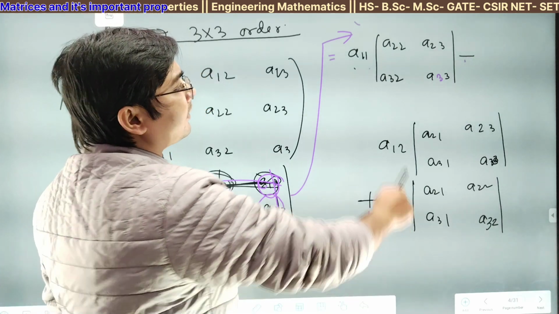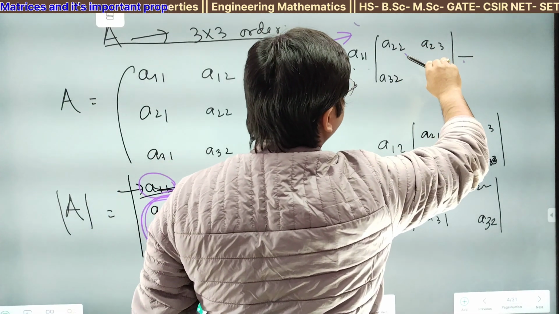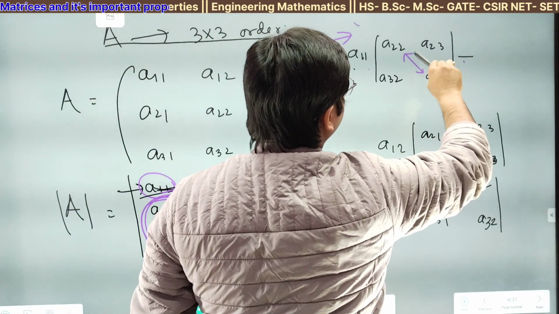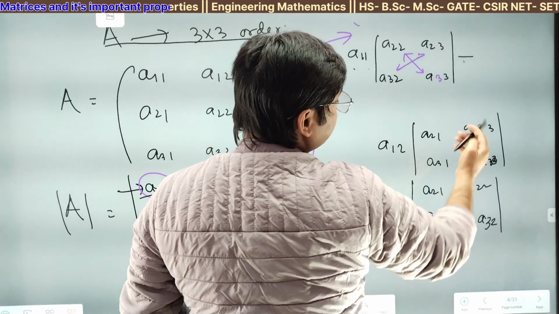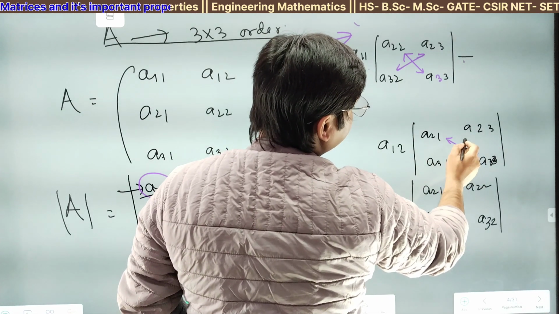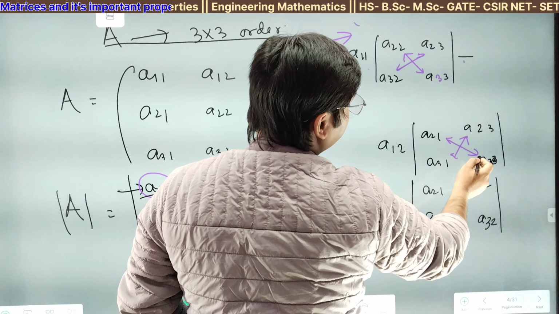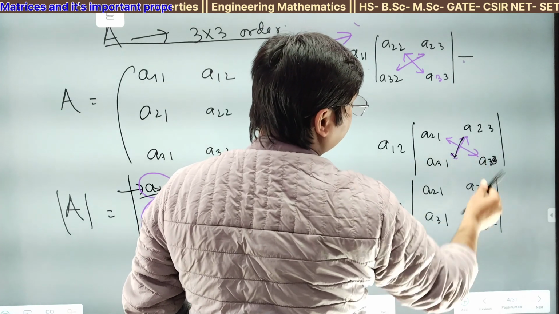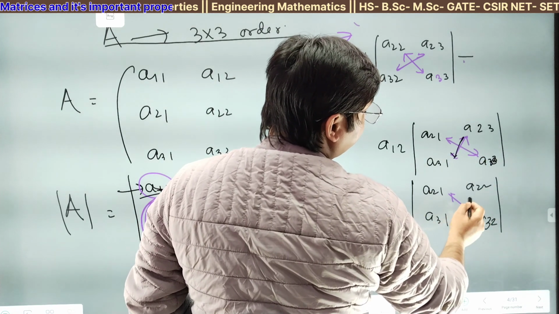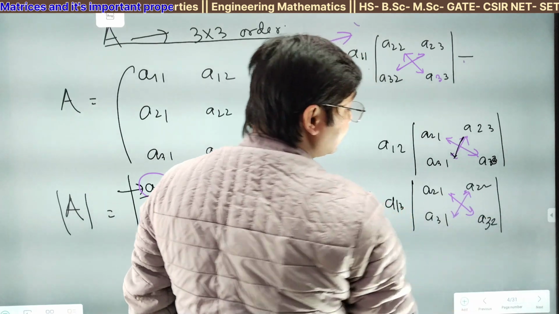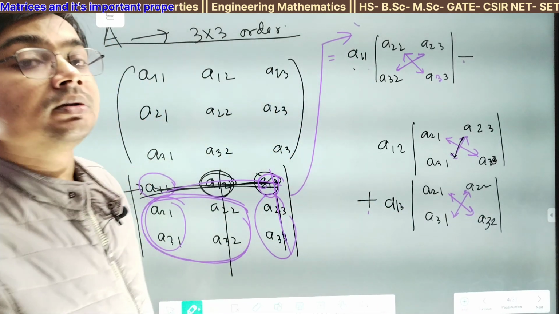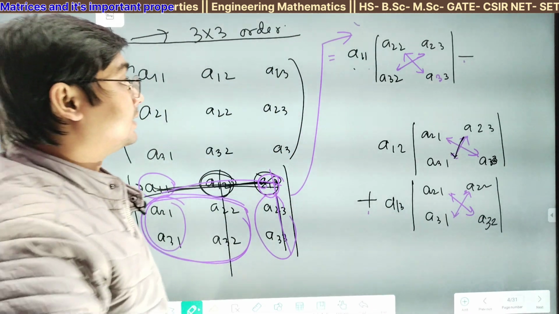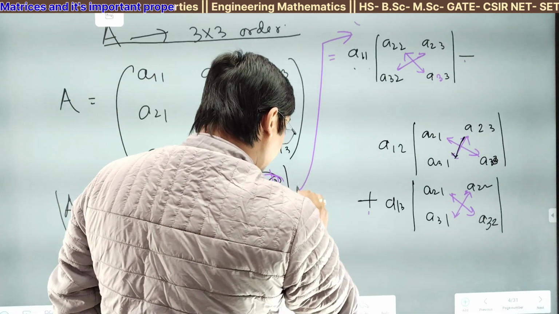Now you can easily find the value of this determinant. This will be this one into this one minus this one into this one. Similarly you can find the value of this determinant. Yes, multiply this with this, minus this with this. Similarly you can also find the value of this determinant. Yes, so now you find all these determinants and you write them here. So what will be the value here?